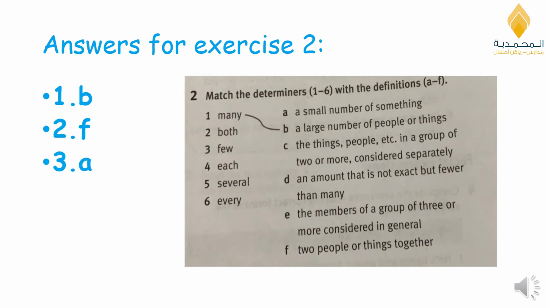Number 4, each. We use it with C when we are going to talk about the things, people, etc. in a group of 2 or more considered separately. And number 5, several. We use it with D when we are going to talk about an amount that is not exact but fewer than many. And the last one with E. Every, we use it with E. The members of a group of three or more considered in general.